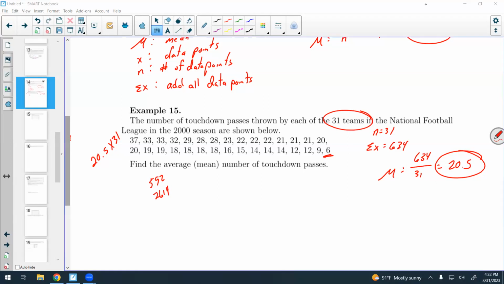So this is fairly simple. Add it all up, divide by how many they are. The only problem is making sure you add them all up right. And as you see, we got 3 different answers by 3 different people.